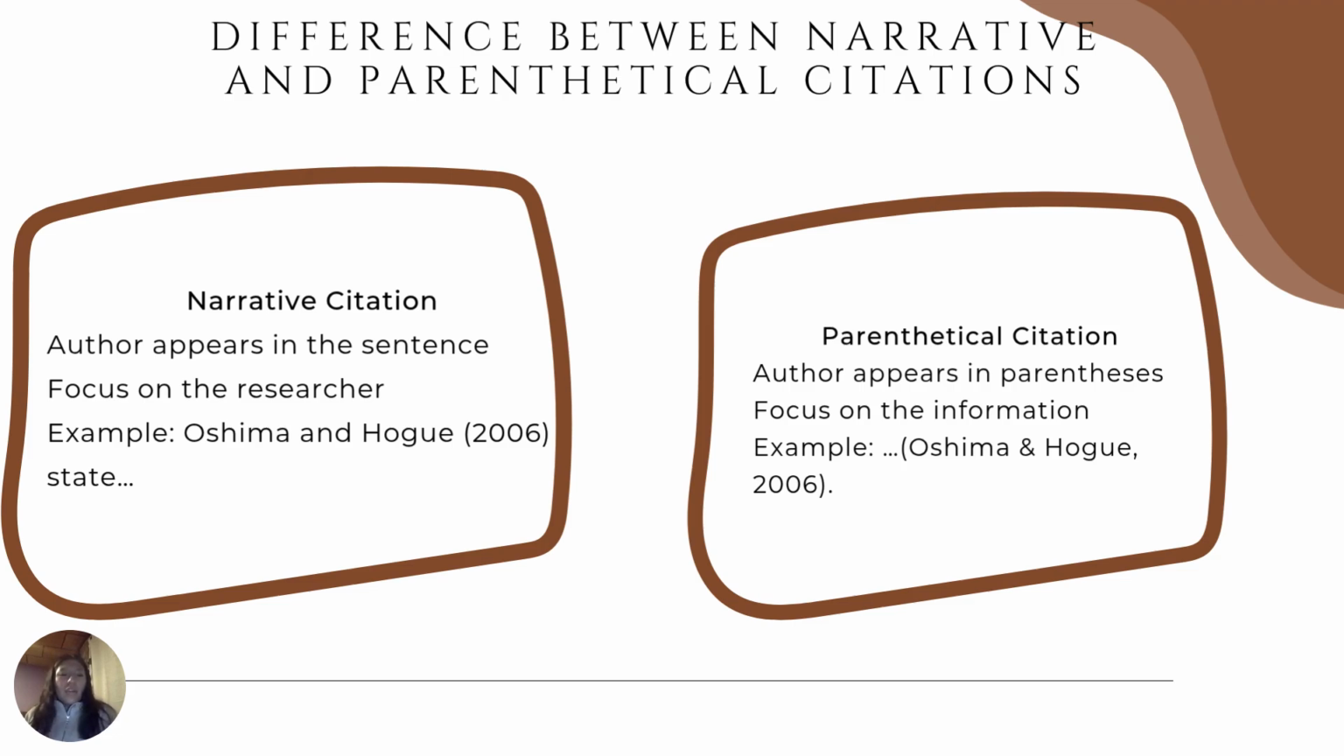The third topic: the difference between narrative and parenthetical citations. First, in the narrative citation, the author appears in the sentence, focused on the research. For example, Oshima and Hogue 2006 said, and you write the other part. But in a parenthetical citation, the author appears in parentheses, focused on the information. For example, Oshima and Hogue 2006.